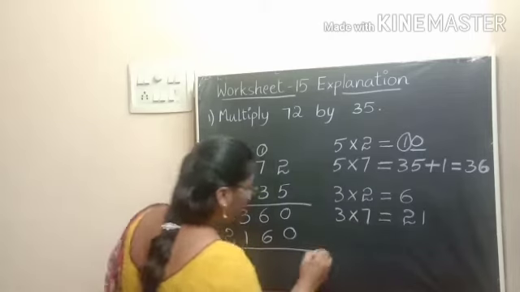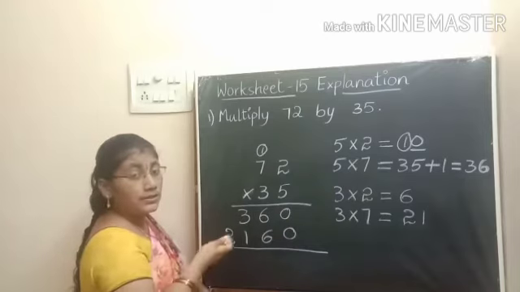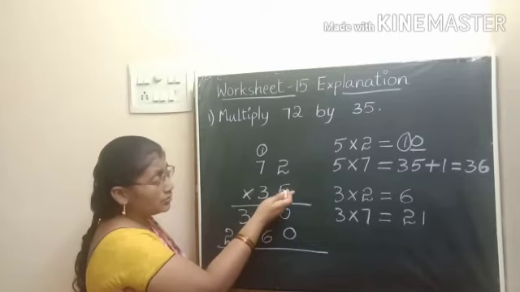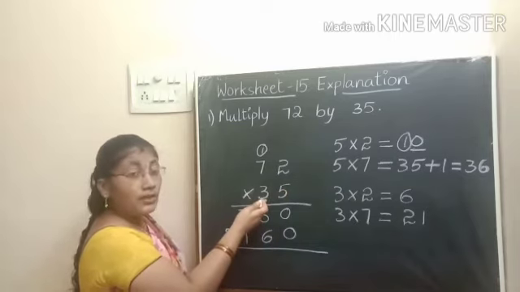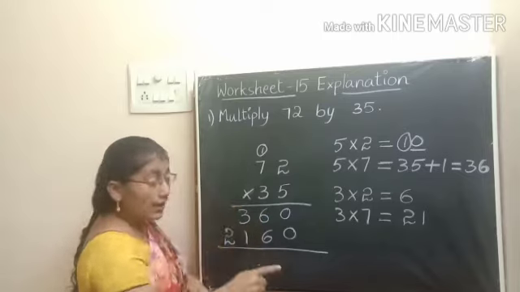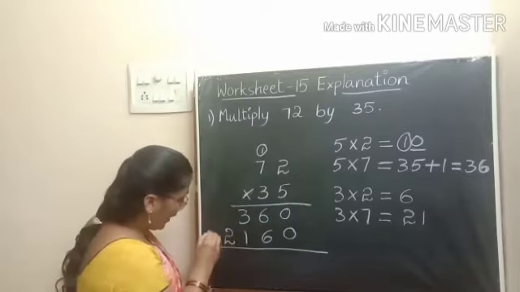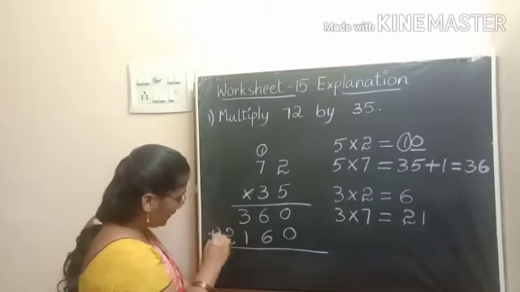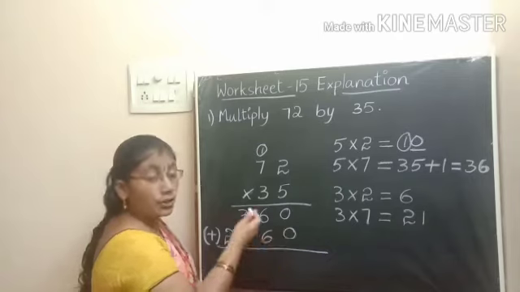Now we get the result in 2 lines. The first line belongs to 5. The second line belongs to 3. To get the final result, we should add these 2 lines. Understood, children? Now add these 2 lines.